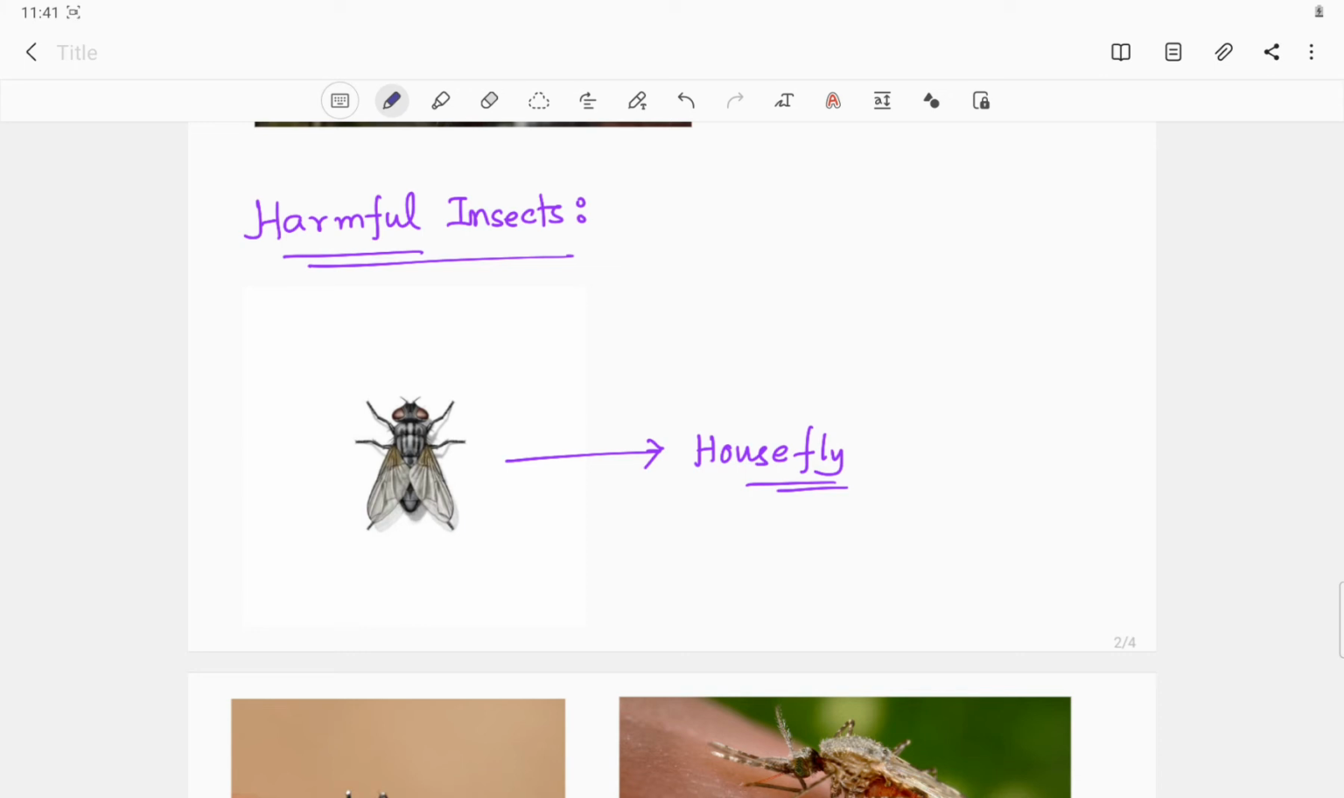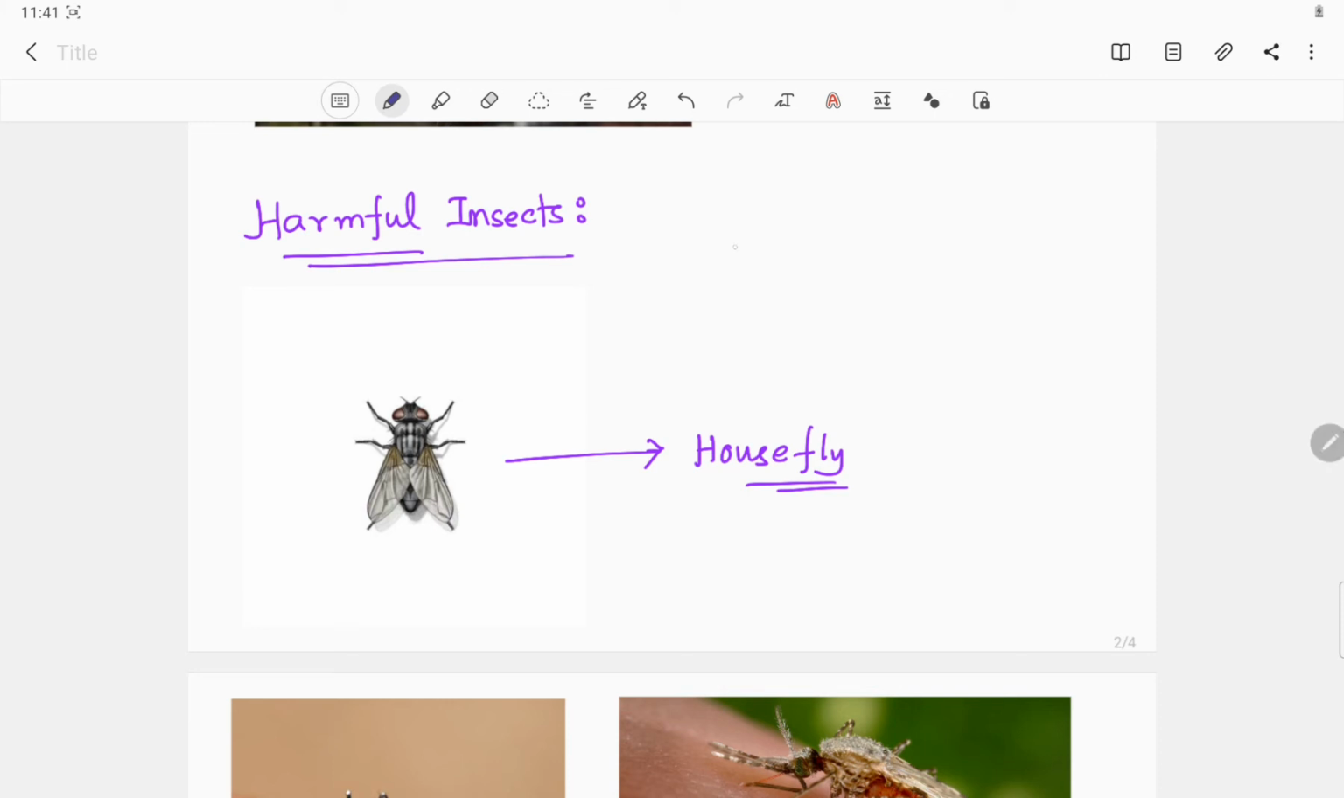When these flies sit on any food item, the germs are passed on to the food, and these germs are transmitted to the humans when they consume such infected food or water. Diseases like diarrhea, cholera, jaundice get spread by these houseflies.